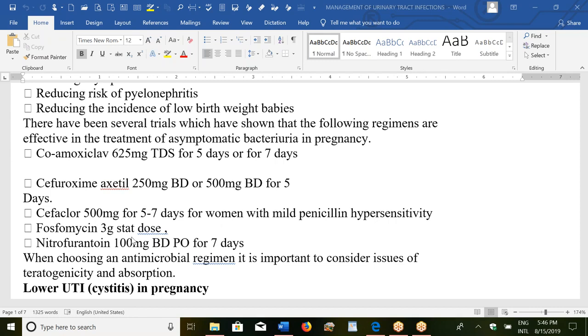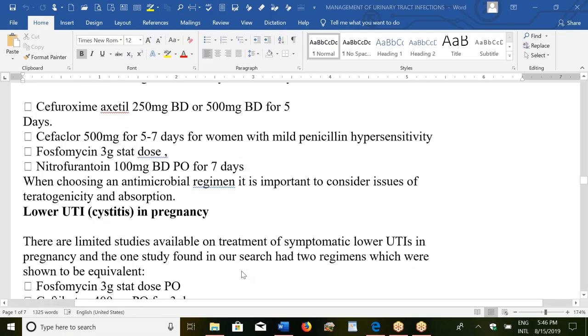Phosphomycin 3 grams stat dose can be given. Nitrofurantoin 100 mg BID PO for 7 days. When choosing antimicrobial therapy, it is important to consider issues of teratogenicity and absorption. If your patient is developing chronic UTI, you will have to give a daily suppressive dose of nitrofurantoin, but you should stop at 36 weeks. Don't give it if she's more than 36 weeks into her pregnancy.